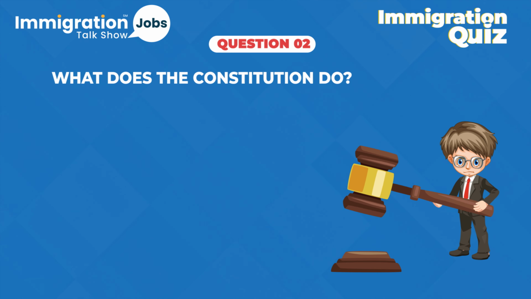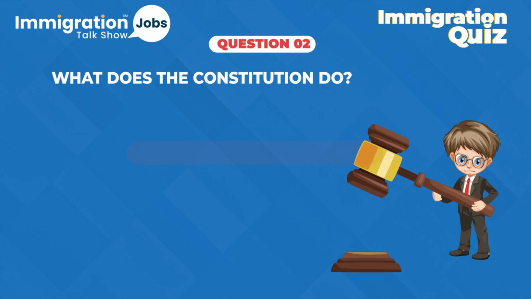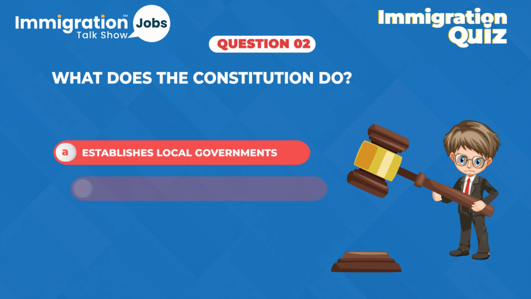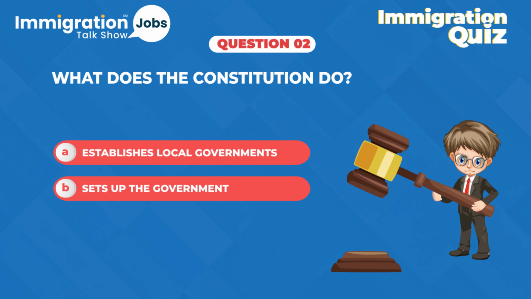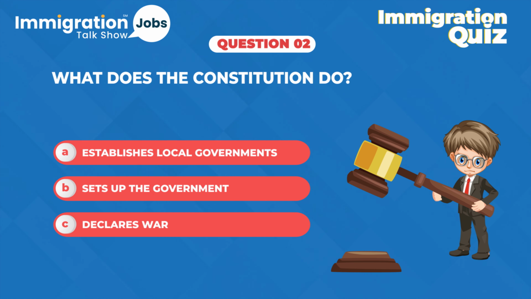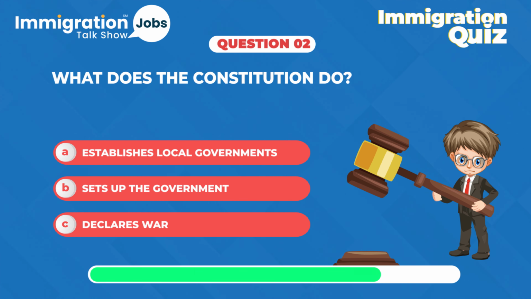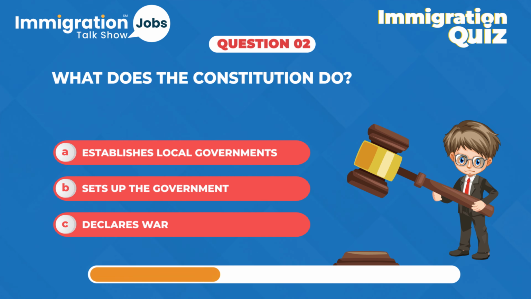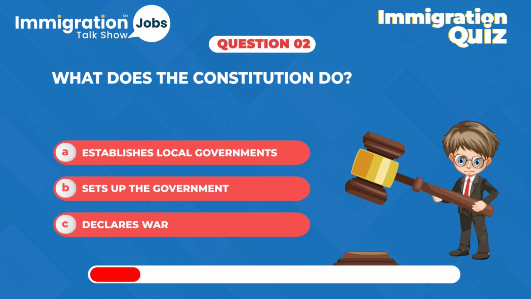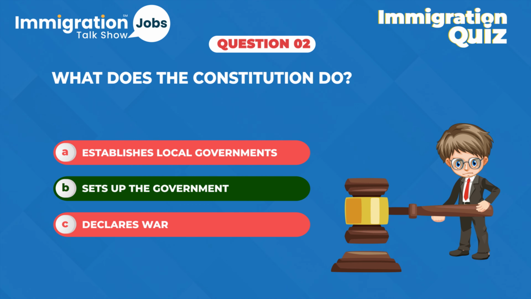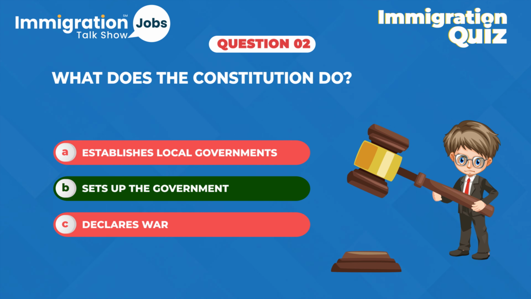What does the Constitution do? Option A, establishes local governments. Option B, sets up the government. Or Option C, declares war. Correct answer is Option B, sets up the government.